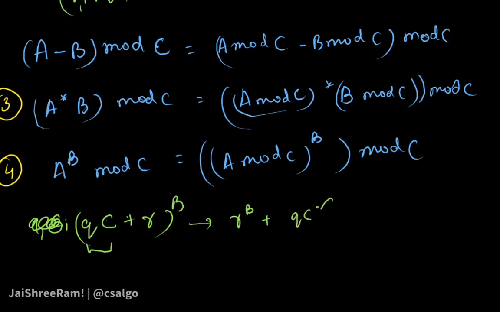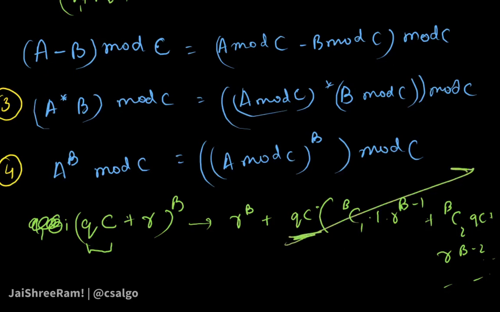If you take qc common out, then you have b choose 1 times r to the power b minus 1, plus b choose 2 times qc times r to the power b minus 2 and so on, right? There will be a lot of terms. Now all of these terms will have this qc term in it, and this is divisible by c, right? So when you take a remainder, this whole term gets removed and this is left. And as you can see, this is nothing but r, which is a mod c, and that to the power b again taken a mod c, because you need to take a remainder again. So these two would be same as well.